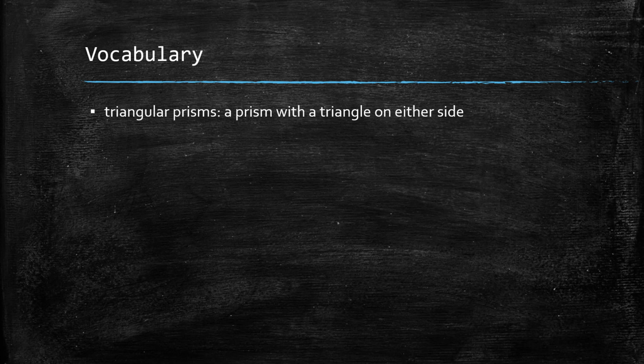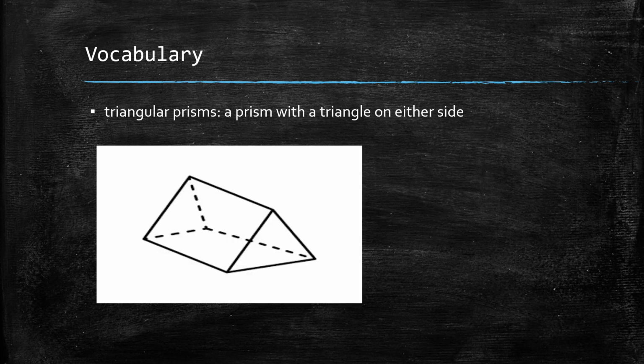Okay, so your only vocabulary word is a triangular prism. The prism with a triangle on either side. If you remember the rectangular prism, it was full of rectangles, but the opposite sides were the same. So a triangular prism is going to be a 3D shape, but on the ends, it's going to be a triangle. So if you look here, you can see that you have the triangle on either side, and then you have that distance that connects both triangles, which is what makes it 3D. So this is what we'll be working with today.